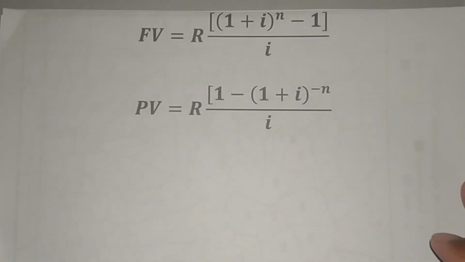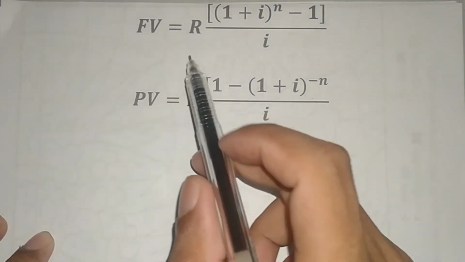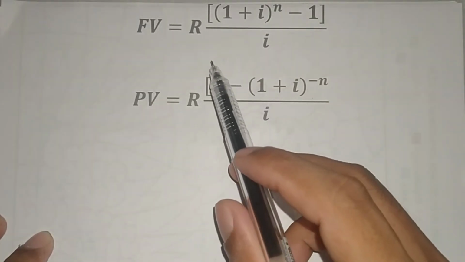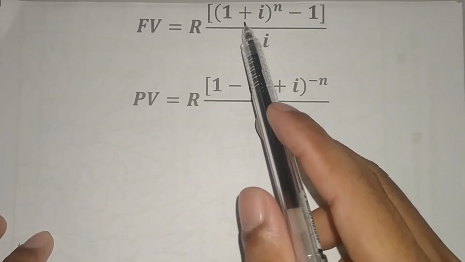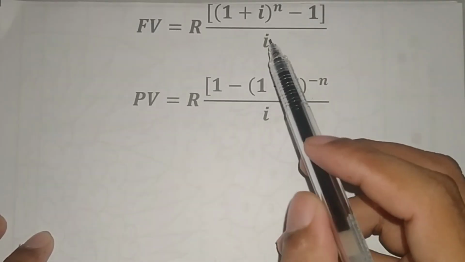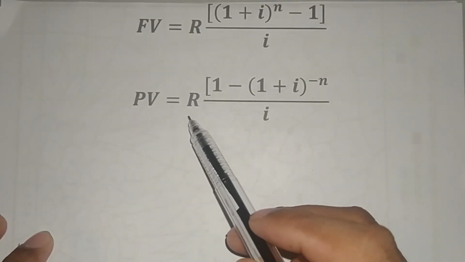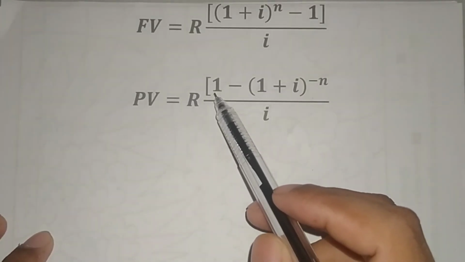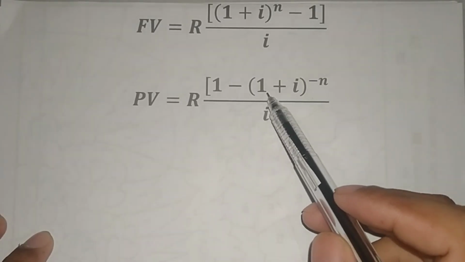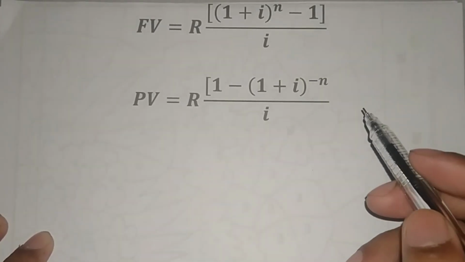Okay, the formulas in finding the future value and the present value are as follows. So, sa future value, ito yung formula niya: R times the quantity 1 plus I raised to n minus 1 over I. While yung present value naman, R times the quantity 1 minus the quantity 1 plus I raised to negative n over I.